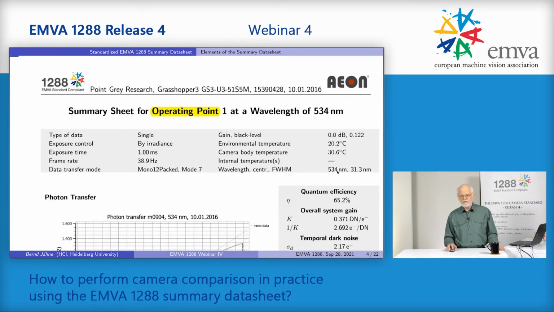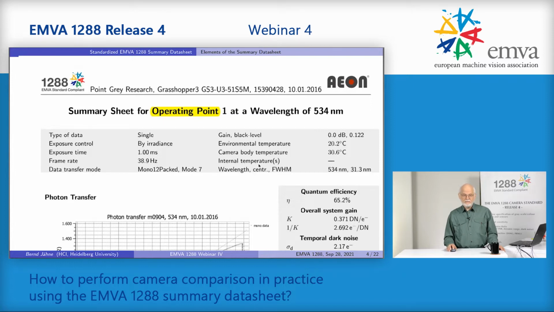This was not the case here. And then an always important parameter is, of course, at which wavelengths you have done the measurements. This is a standard monochrome sensor which is measured with green light, here 53.4 nanometers and with 30.1 nanometer bandwidth. So that gives you basically how the measurements have been performed.